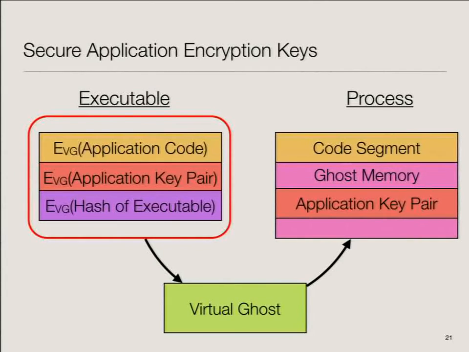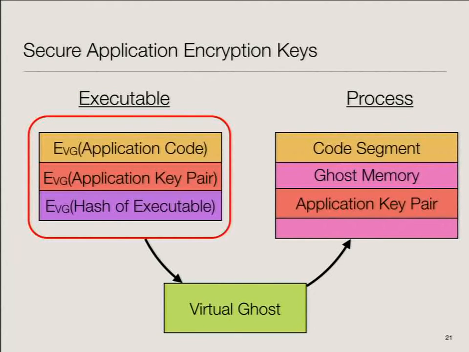So as it stands right now, you can't swap out anything in ghost memory, right? The operating system cannot swap out anything in ghost memory because it can't read it and it can't write to it, right? So first you said, okay, let's say you swap out the code segment and the application key pair, right? Well, the operating system can't do that because it's in ghost memory.